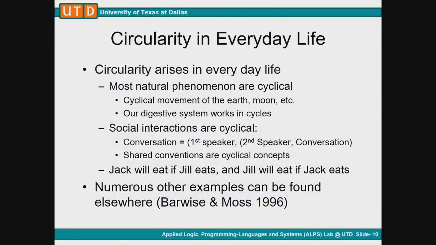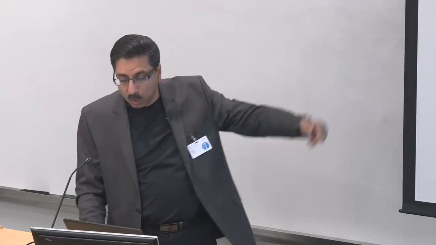So what Kripke argued is that circularity is present in everyday life. Most natural phenomena are cyclical: the movement of the earth, the solar system goes in cycles forever. Our digestive system works in cycles. I mean, eventually a person dies and it ends, but for all practical purposes, we can assume that it will keep going on forever. Social interactions, so we cannot model all these things using standard logic because standard logic is essentially supposed to be well-founded or inductive.